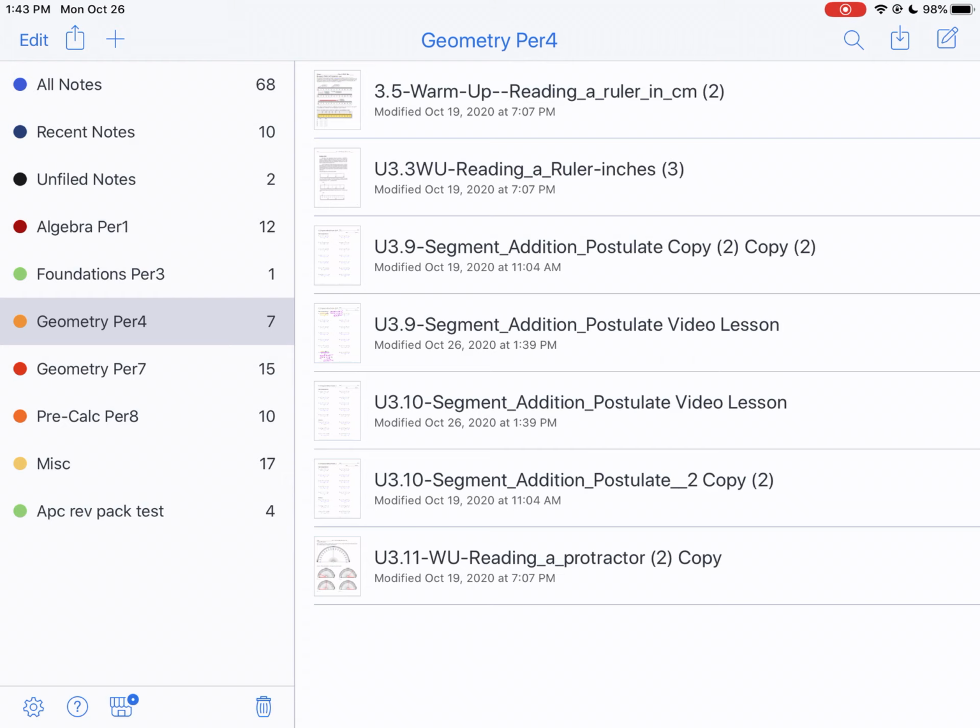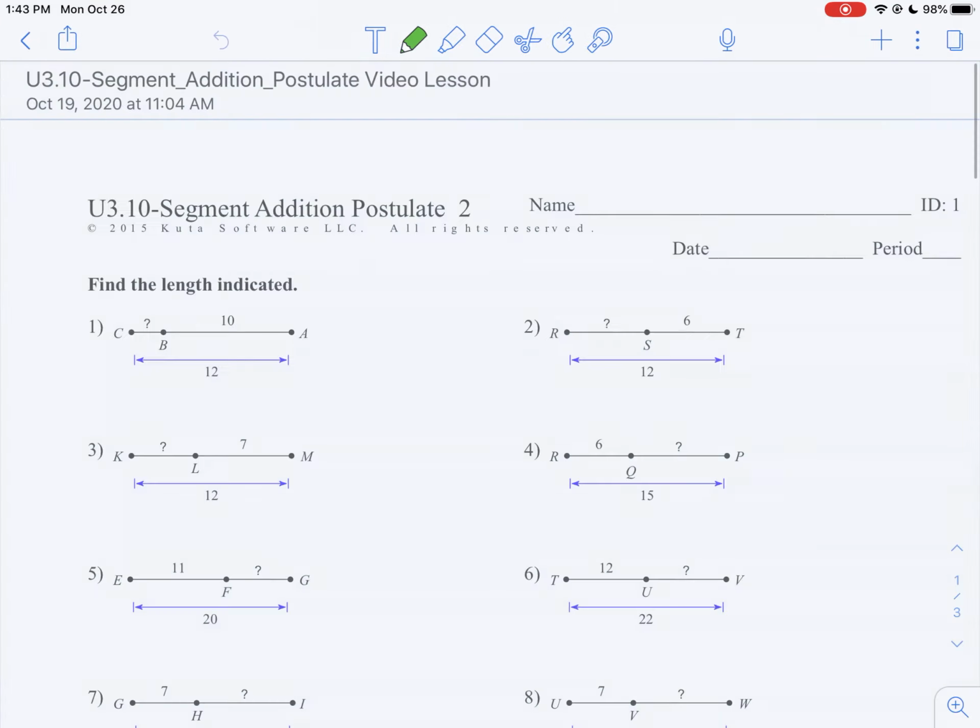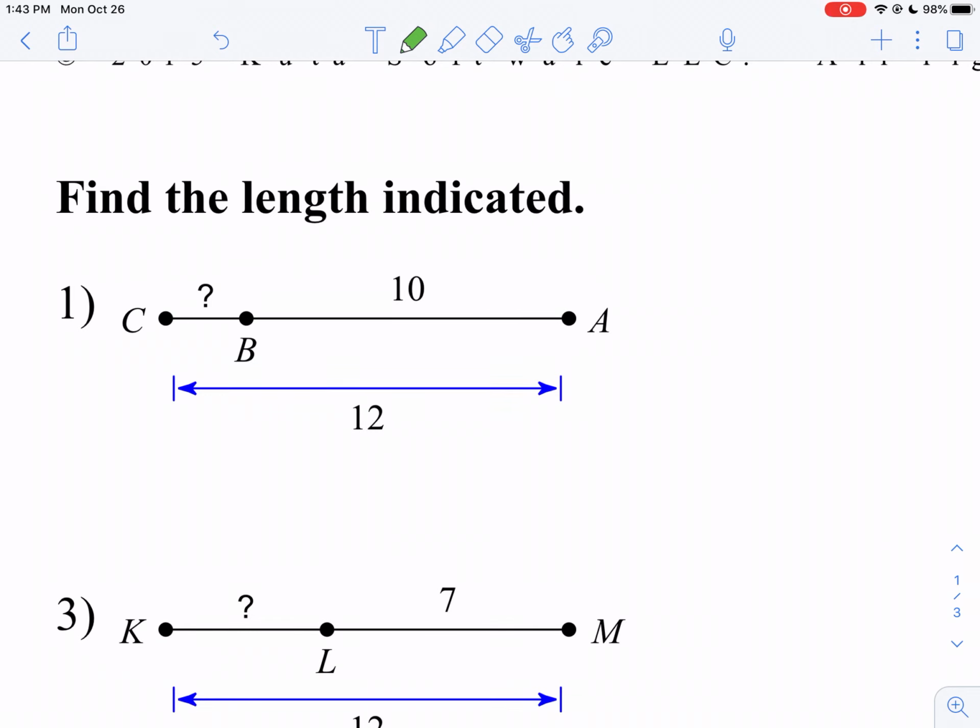Okay, let's see. We are going to also post up 3.10 Segment Addition Postulate 2, the video lesson. The first few problems are the exact same kinds of problems that you saw in 3.9. They are numerical problems, so I'll just do one from each section just to remind you.